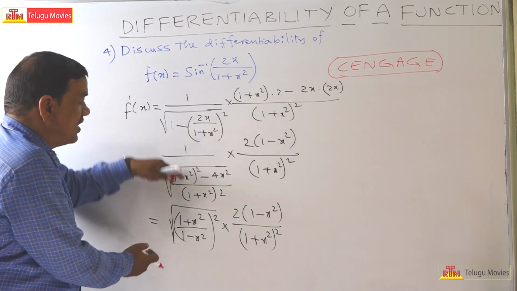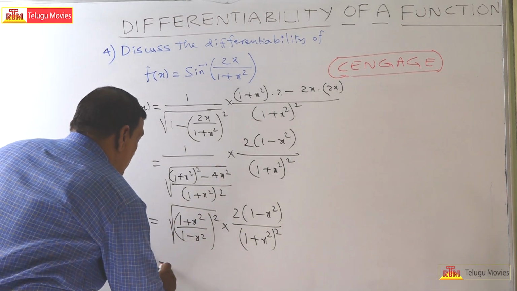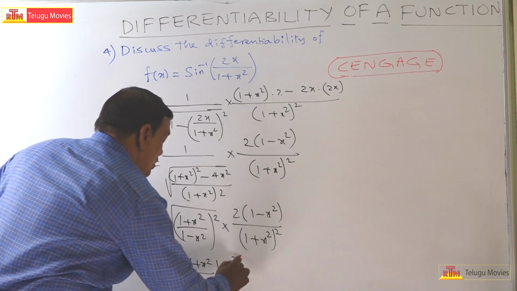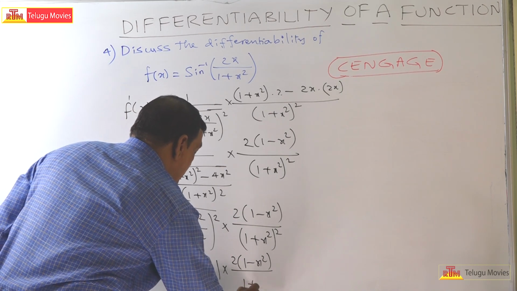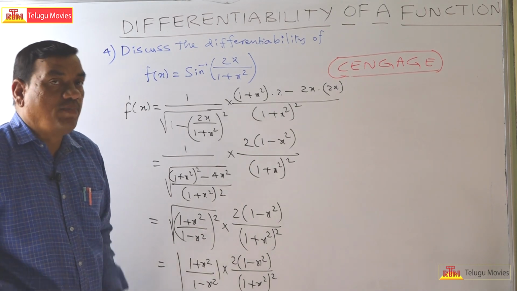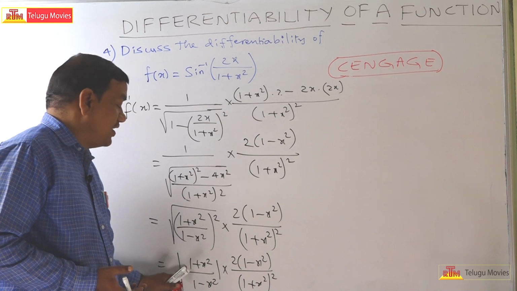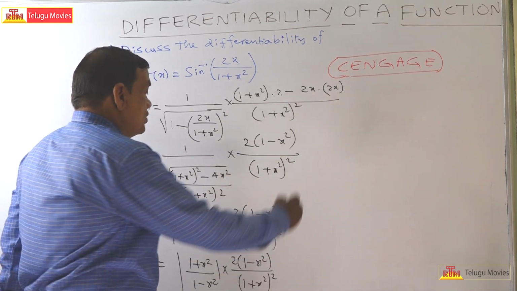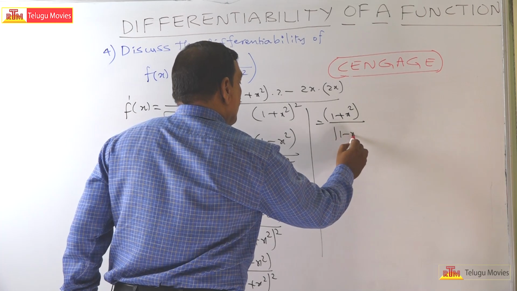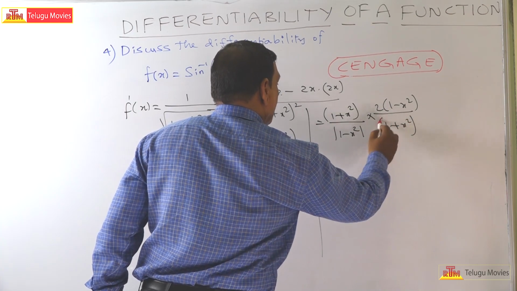Now, I have taken 1 plus x square in the denominator, 1 minus x square. Now this is nothing but the modulus of (1 plus x square) upon (1 minus x square) into 2 times ((1 minus x square) by (1 plus x square)) whole square. If you see here, 1 plus x square is always a positive quantity. Why? Because x square is always positive, 1 is also positive, positive plus positive is positive. So this is equal to (1 plus x square) upon modulus of (1 minus x square) into 2 times (1 minus x square) upon (1 plus x square) whole square.